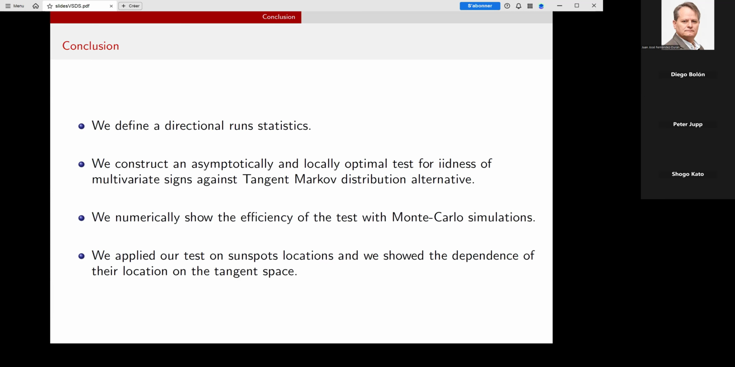For future work, you can see that in the simulation and dataset we consider h equal to 4 at the maximum. The question can be what happens when h goes to infinity, and that is something we are looking at. There is also possible work on defining a more general case, a tangent Markov distribution with the von Mises, so why not a rotationally symmetric tangent Markov distribution?